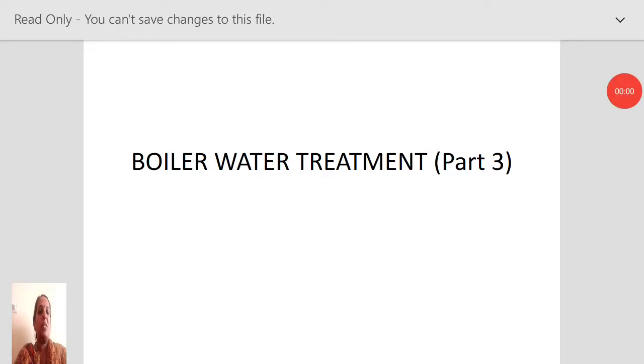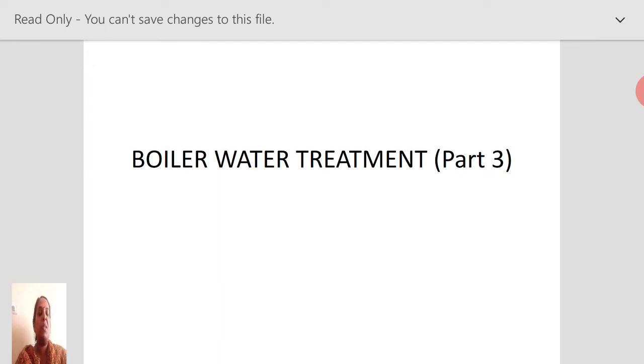Good afternoon, students. In the previous session, we saw the various terminologies associated with boiler water treatment, as well as the problems that normally occur in boilers because of improper water quality characteristics. So today in this session, we will see the different treatment methods we employ for this feed water.